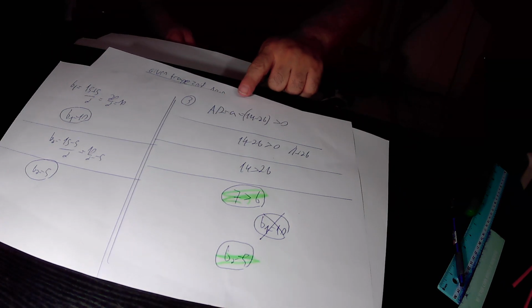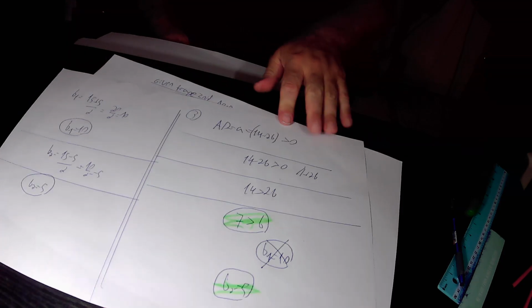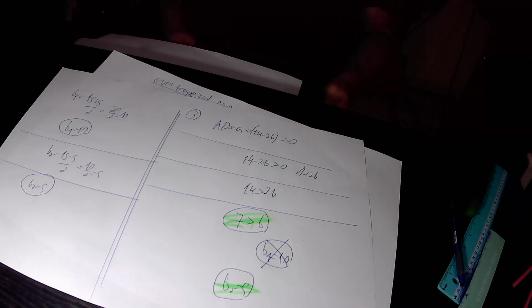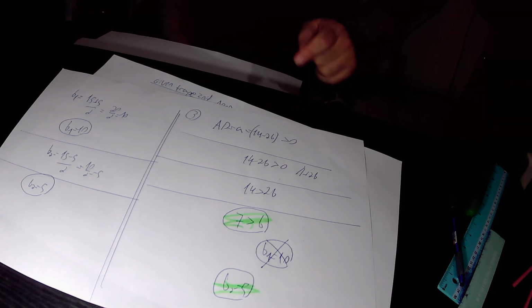Again, AD equals A, and A equals 14 plus 2b. So 14 plus 2b is the expression for the length of side AD. And a length must be a positive number. What is a positive number? A positive number is a number that is greater than 0.